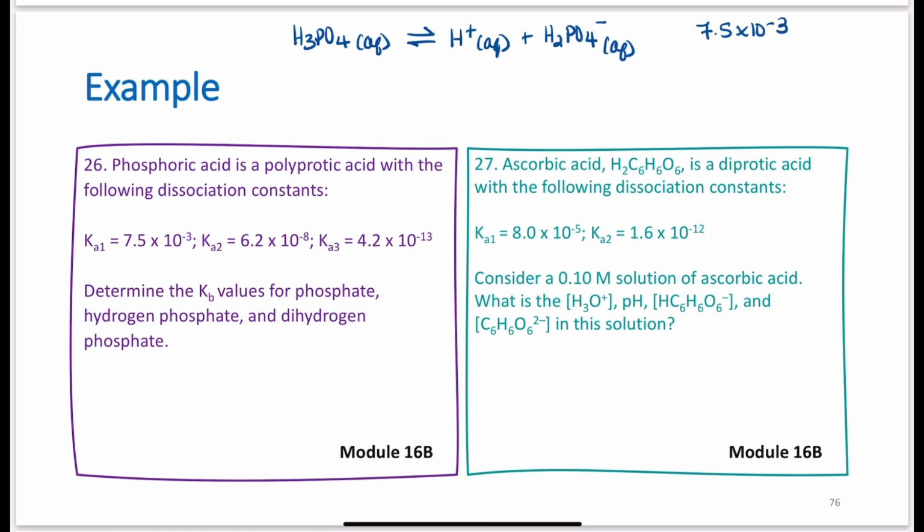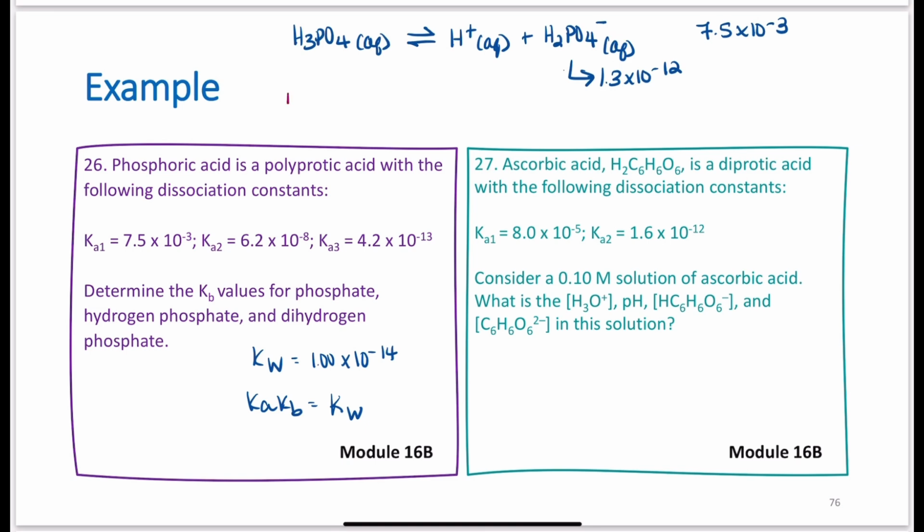So for Kb, I know the value of Kw. Kw is 1.00 times 10 to the negative 14. And I know Ka times Kb is equal to Kw, so I'm just going to undo that. So for dihydrogen phosphate, the Kb value would be 1.3 times 10 to the negative 12.